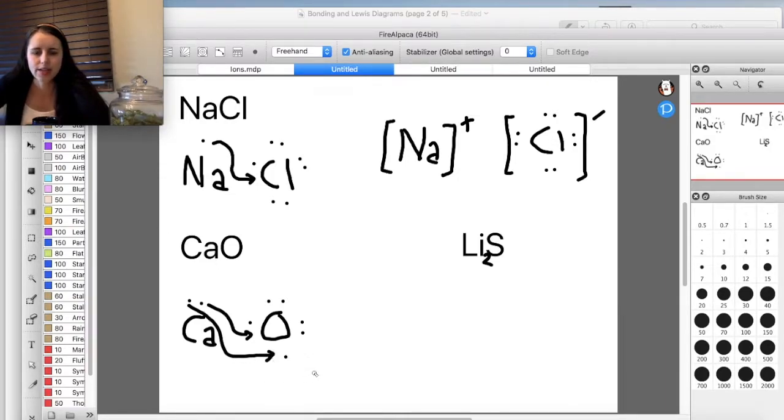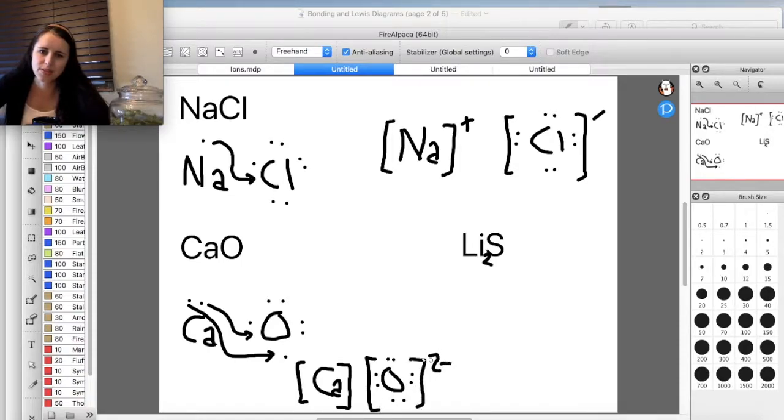So calcium is going to donate its 2 electrons to oxygen. What's that going to look like in terms of a diagram? Well, calcium has given up its 2 electrons. Oxygen has gained calcium's electrons. By calcium giving up electrons, it's now become an ion. By oxygen gaining electrons, it's now become an ion. Oxygen's gained 2 negatives. Calcium's given up 2 negatives, so it's going to be a 2 positive charge.